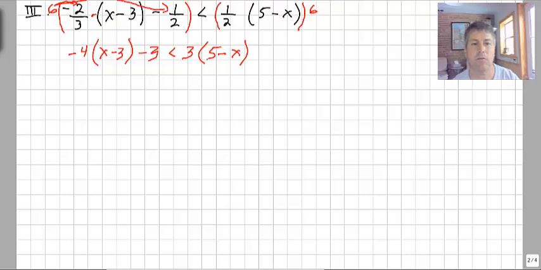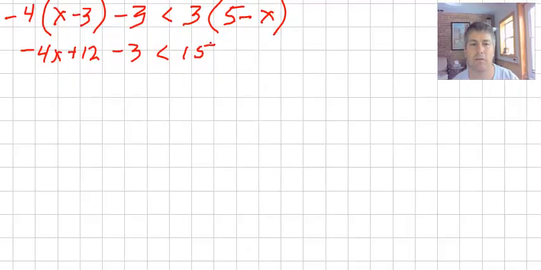I'm going to distribute the negative 4. I'm going to distribute the 3. So I get negative 4x. Negative 4 times negative 3 is positive 12. Minus 3 is less than. Distribute the 3. So 3 times 5 is 15. Minus 3x. Beautiful. I'm going to add 3x to both sides.